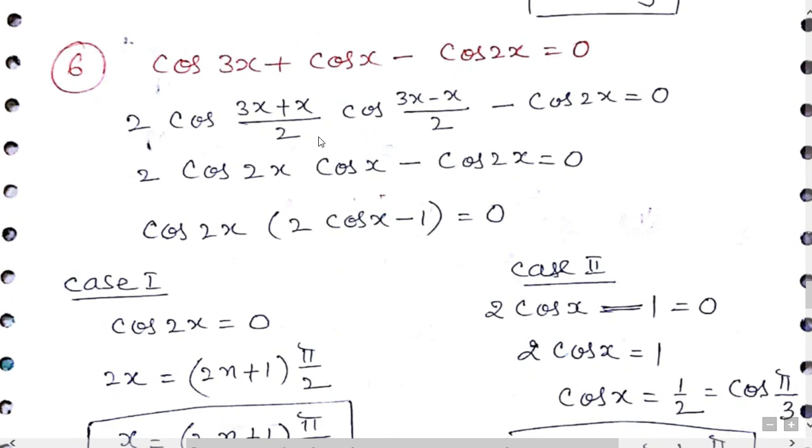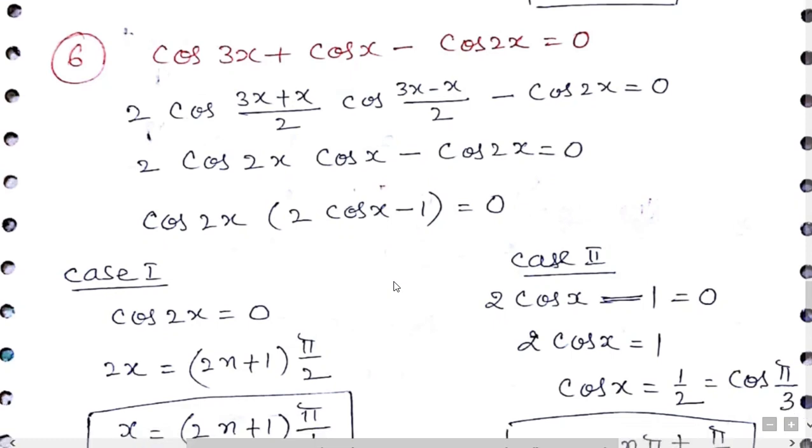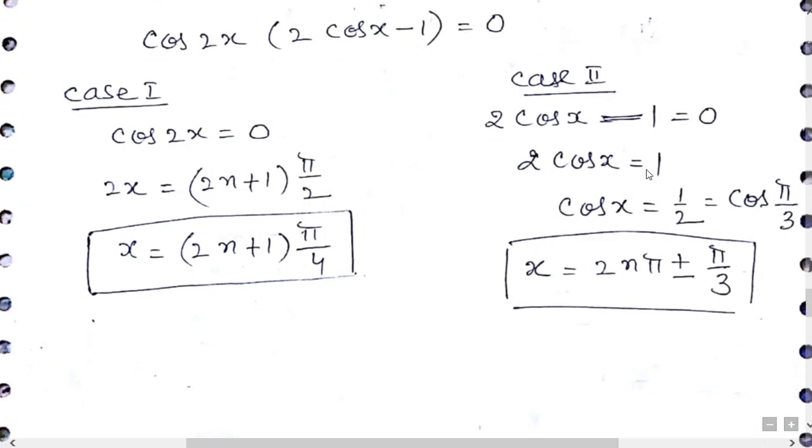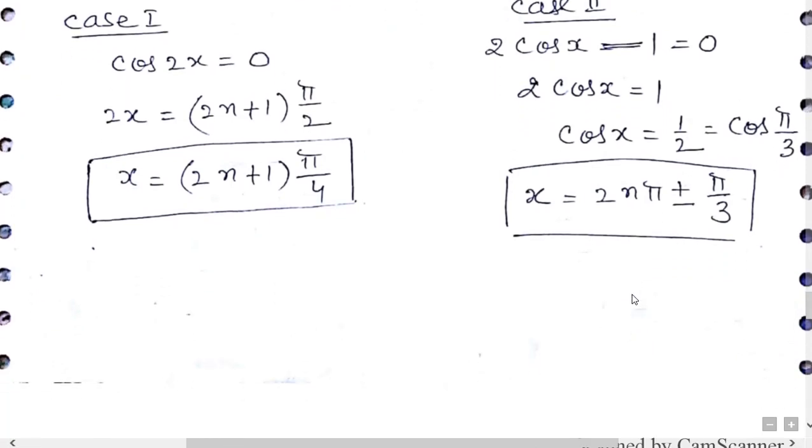Question number 6. Apply the formula in the first two terms, 2 cos of (a plus b) over 2 times cos of (a minus b) over 2. Then take cos 2x common. It means either cos 2x is equal to 0 or 2 cos x minus 1 is equal to 0. If cos 2x is equal to 0, 2x can be written as (2n plus 1) times pi over 2. It means x can be written as (2n plus 1) times pi divided by 4 after dividing by 2 on the right hand side. Now, in the second case, you can write 2 cos x is equal to 1, then cos x is equal to cos pi over 3, then 2n pi plus minus pi over 3.